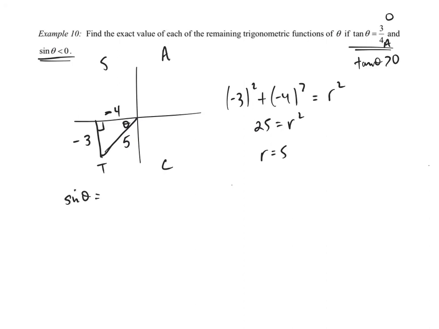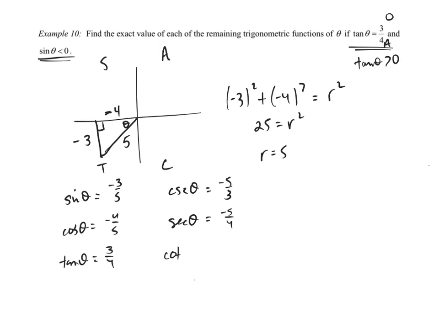So sine theta is going to be opposite over hypotenuse, so that would be -3/5. And that means that cosecant theta is going to be -5/3. Cosine theta is going to be adjacent over hypotenuse, so that would be -4/5. That means that secant theta is going to be the reciprocal, -5/4. And then finally, tangent theta, which was already given in this problem, so we just write it down as 3/4. And then cotangent theta is going to be the reciprocal, which is 4/3.